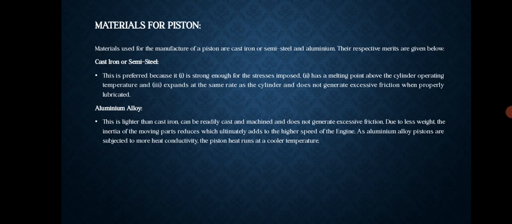Aluminium alloy. It is lighter than cast iron, can be readily cast and machined, and does not generate excessive friction. Due to less weight, the inertia of the moving parts reduces, which ultimately adds to the higher speed of the engine. As aluminium alloy pistons have more heat conductivity, the piston head runs at a cooler temperature.